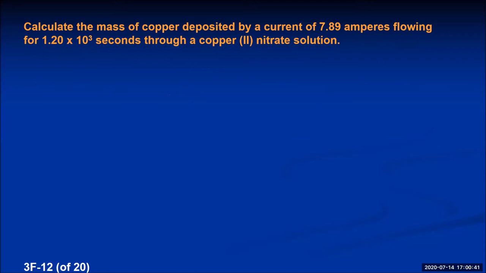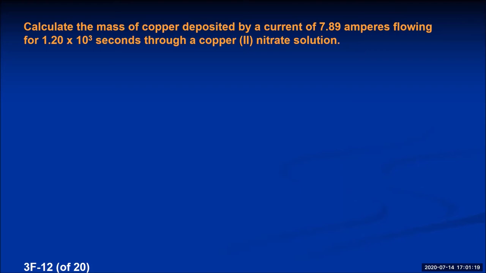We're going to calculate the mass of copper deposited by a current of 7.89 amperes flowing for 1.20 times 10 to the third seconds through a copper 2 nitrate solution. First step, what reaction do we need to know? It's either going to be an oxidation half reaction or a reduction half reaction. You don't need to know the complete balanced equation because something's produced at either the anode or the cathode, and your question is probably going to only talk about one of them. This says how much copper is deposited. So we're producing copper. What's it coming from? I guess the copper 2 nitrate, so the copper 2 ions.